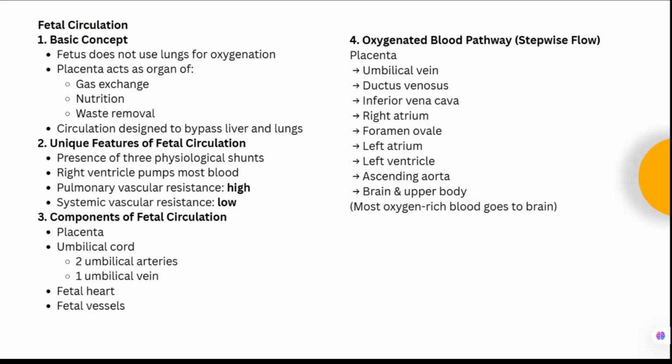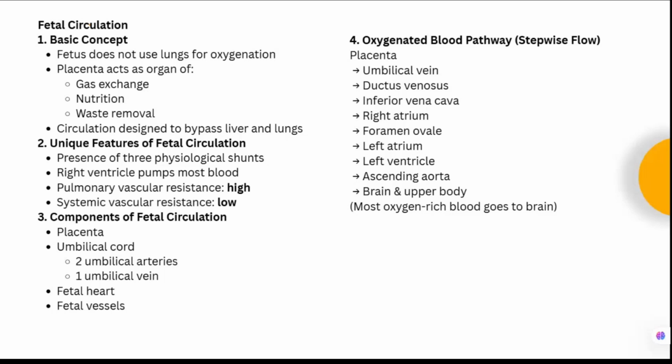Okay. So what are the unique features of the fetal circulation? There is a presence of three physiological shunts. One is at the level of the heart, one is below the level of the heart, one is above the level of the heart. Okay. So the right ventricle pumps most of the blood. The pulmonary vascular resistance is very high. Systemic vascular resistance is very low. This is the peculiarity in the fetal circulation.